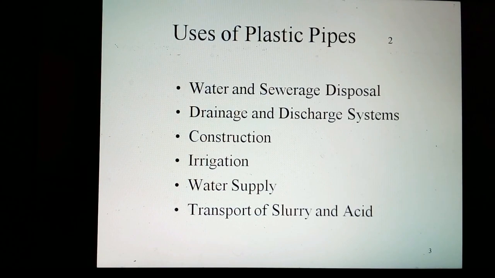Plastic piping is used in various sectors including mining, building, and industrial. Applications include water and sewage disposal, drainage and discharge systems, construction, irrigation, mining, water, transport of slurry, acid.